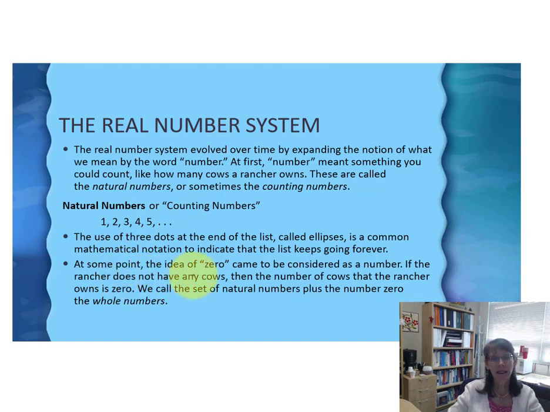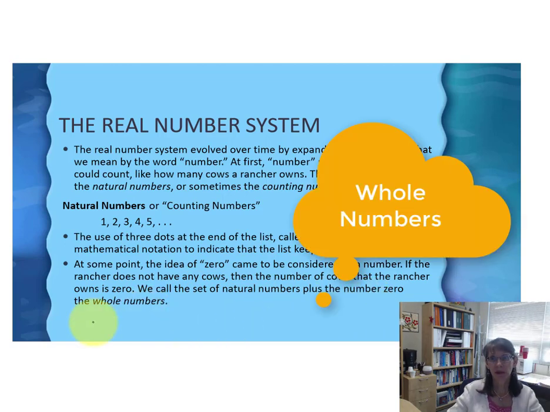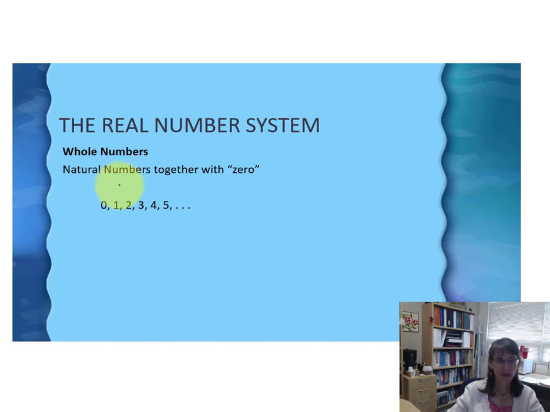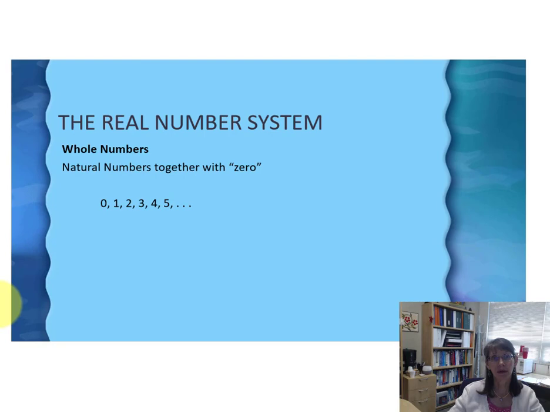At some point, the idea of 0 came to be considered as a number. If a rancher does not have any cows, then the number of cows that the rancher has would be 0. We call the set of natural numbers plus the number 0 the whole numbers. So whole numbers begin with the natural numbers and include 0. So we have 0, 1, 2, 3, 4, 5, and that pattern also is continued.